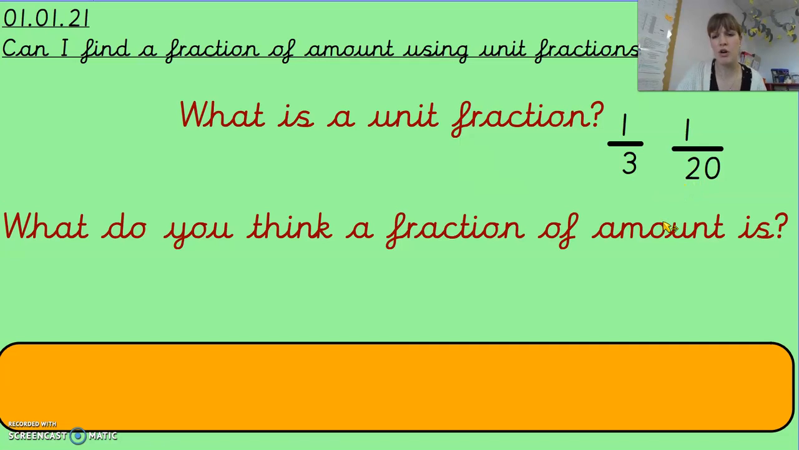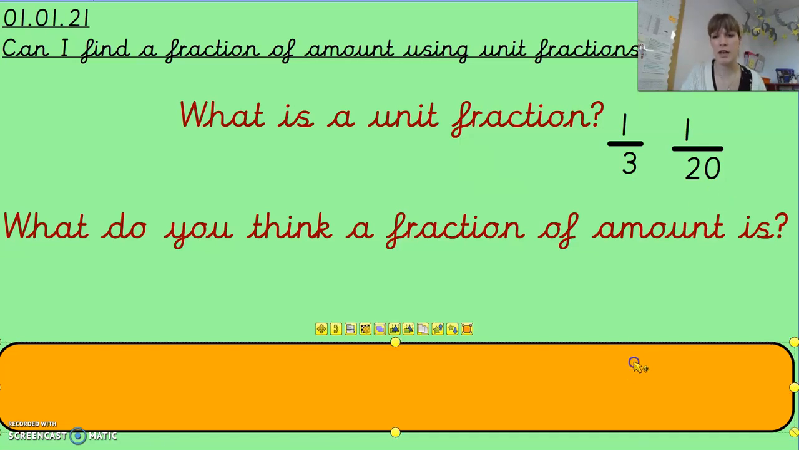What do you think a fraction of an amount is? If you're a little unsure, maybe grab someone in your household and ask them. Have a discussion or write down an answer. Okay, so a fraction of an amount is basically if you've got a whole something and it's a part of a whole. So for example, if I had a cake and I only wanted to have 1/5 of it today, I'm taking a fraction away from the whole. So it's part of a whole.